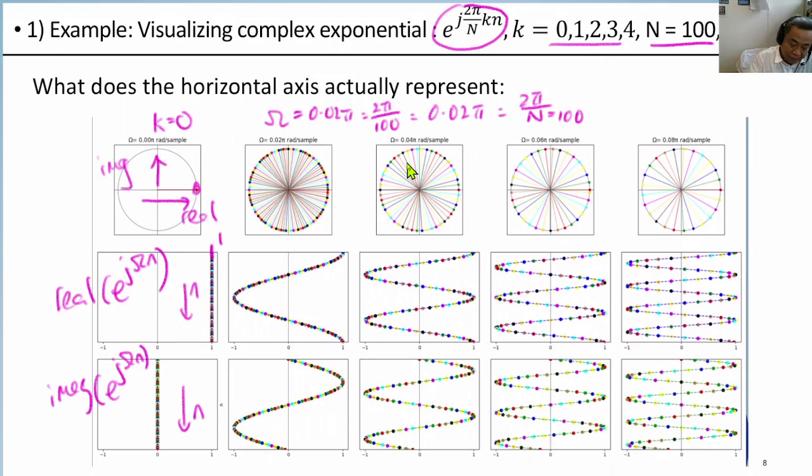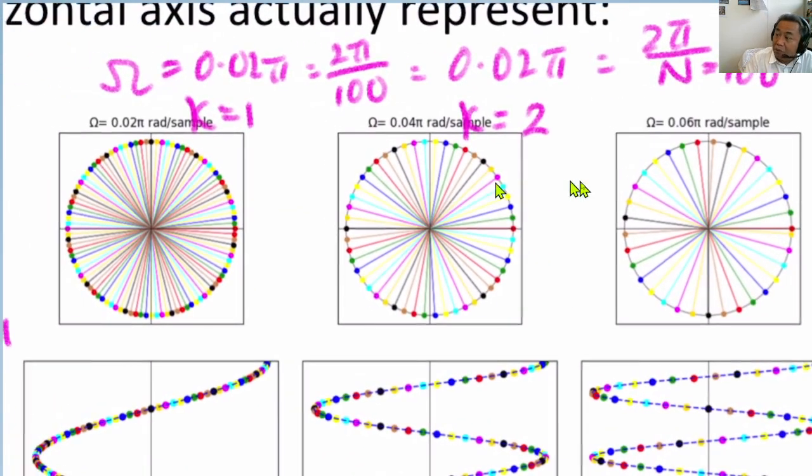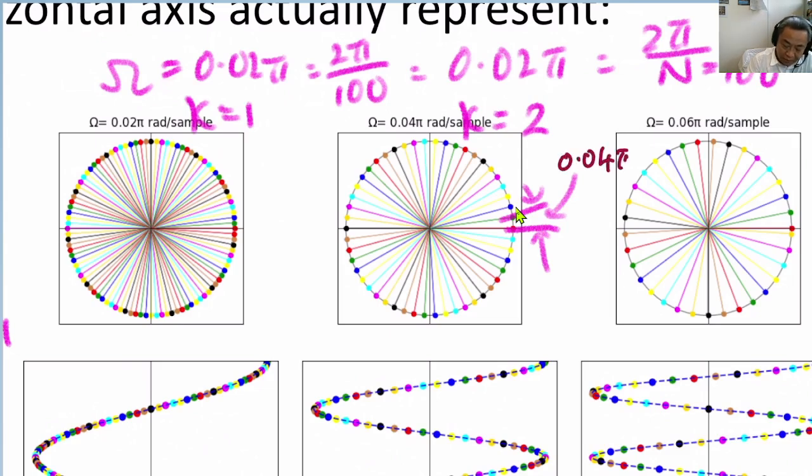As k increases, so this is k equals 1, and here is k equals 2, because you will see 0.04 pi. 2 times 2 pi is 4 pi, divided by 100 is 0.04 pi. So now you'll see that the phasor is moving by a bigger angle. So if you look carefully here, this angle would be 0.04 pi, as indicated by this value here. This is what it means.